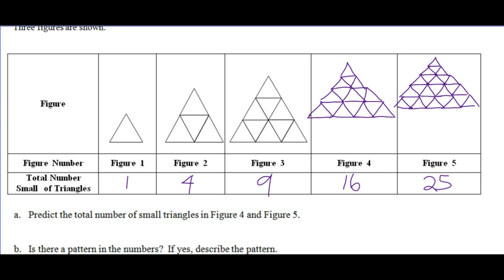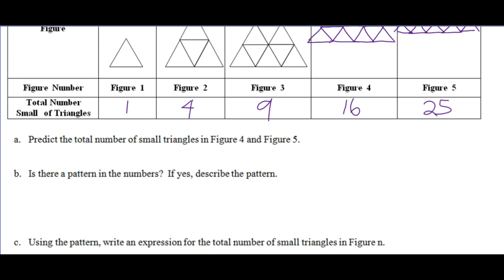Okay, now question, did I even need to draw? Because it just says predict them, right? So I kind of went ahead a bit. So predict. So is there a pattern in the numbers? Figure 1 is 1, figure 2 is 4, figure 3 is 9. You're just squaring the numbers, right? 1 squared is 1, 2 squared is 4, 3 squared is 9, 4 squared is 16, 5 squared is 25. Okay, so really I kind of went ahead, right? 16 and 25.